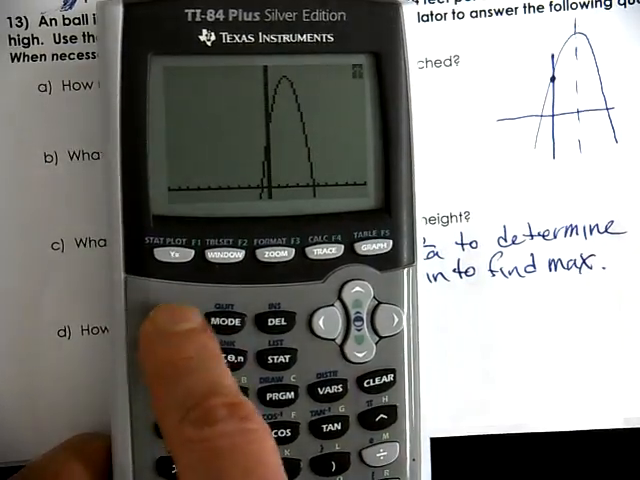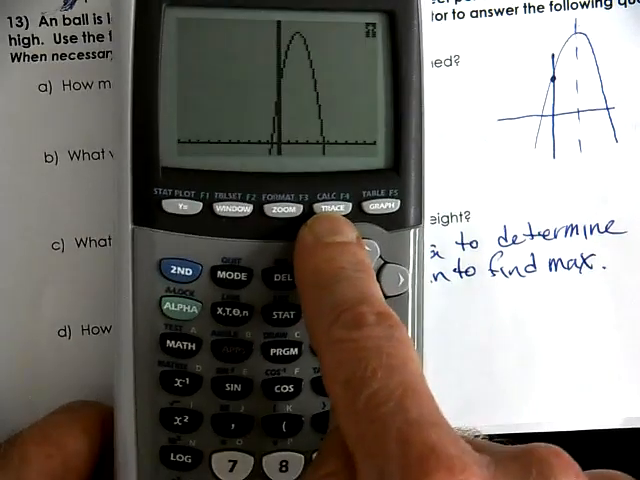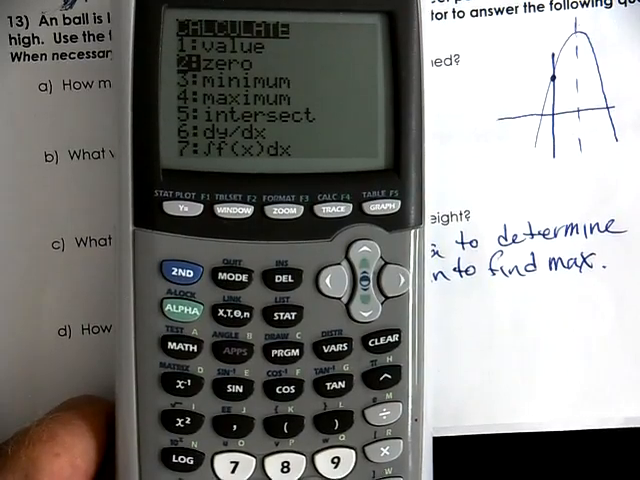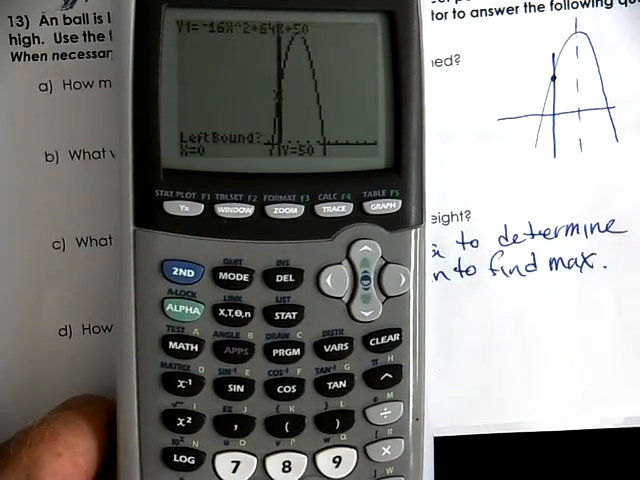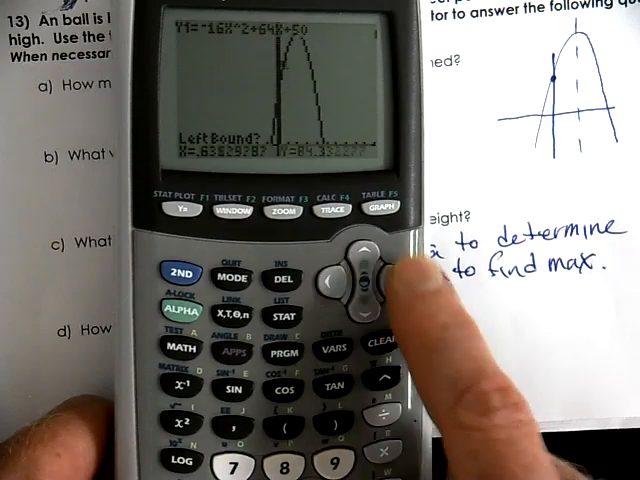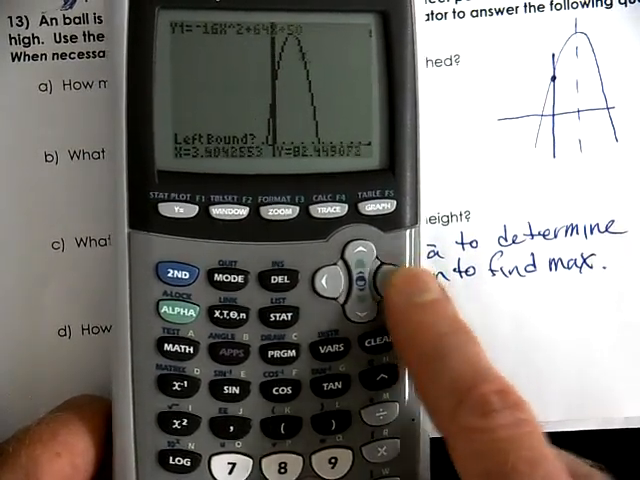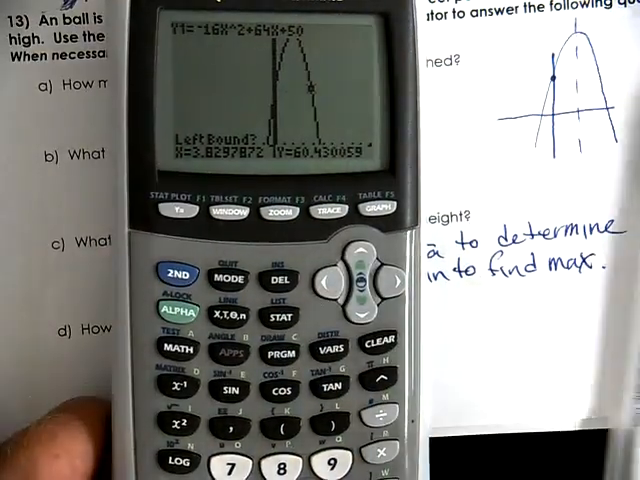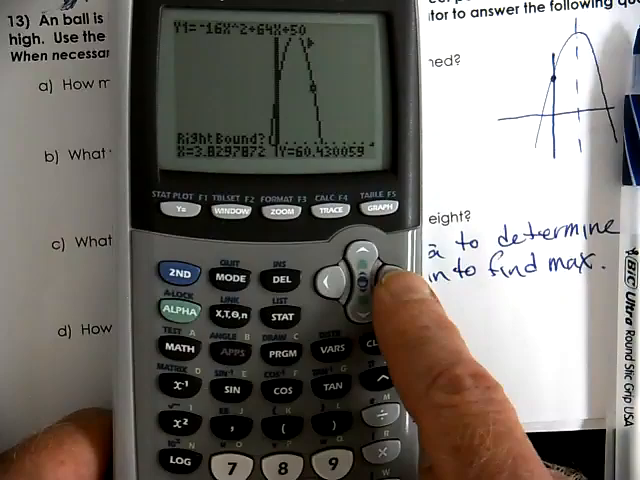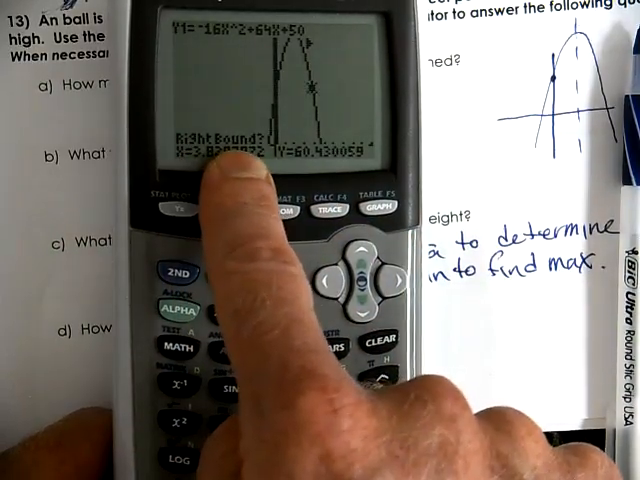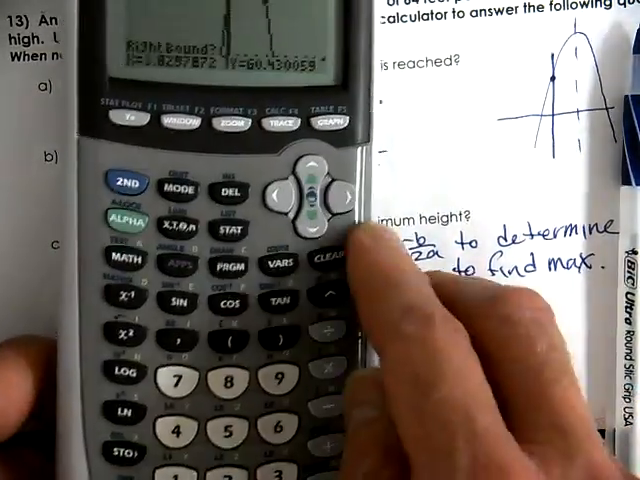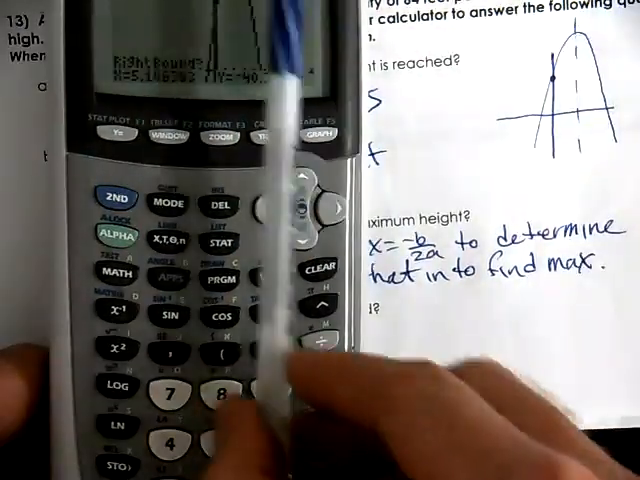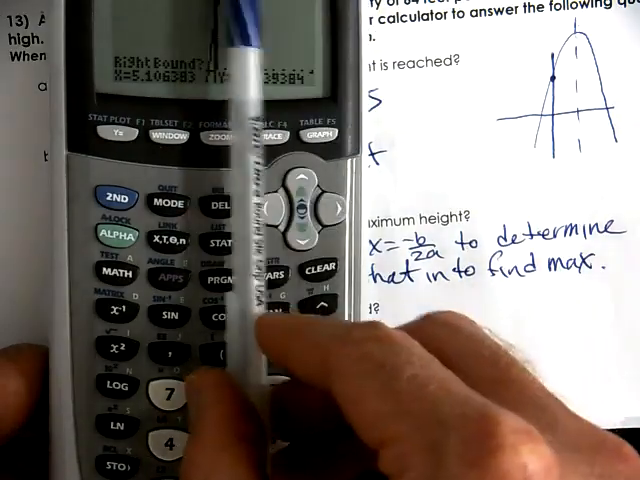So I'm going to do second, trace, down to the zero. I'm looking for the zeros of the function. Hit enter. It wants us to be left of that answer. So anywhere over here is left of that answer. Hit enter. Now it needs to be right bound, right of that answer. This is a little harder to see, but if I'm in negative y's, then I'm going to be to the right.